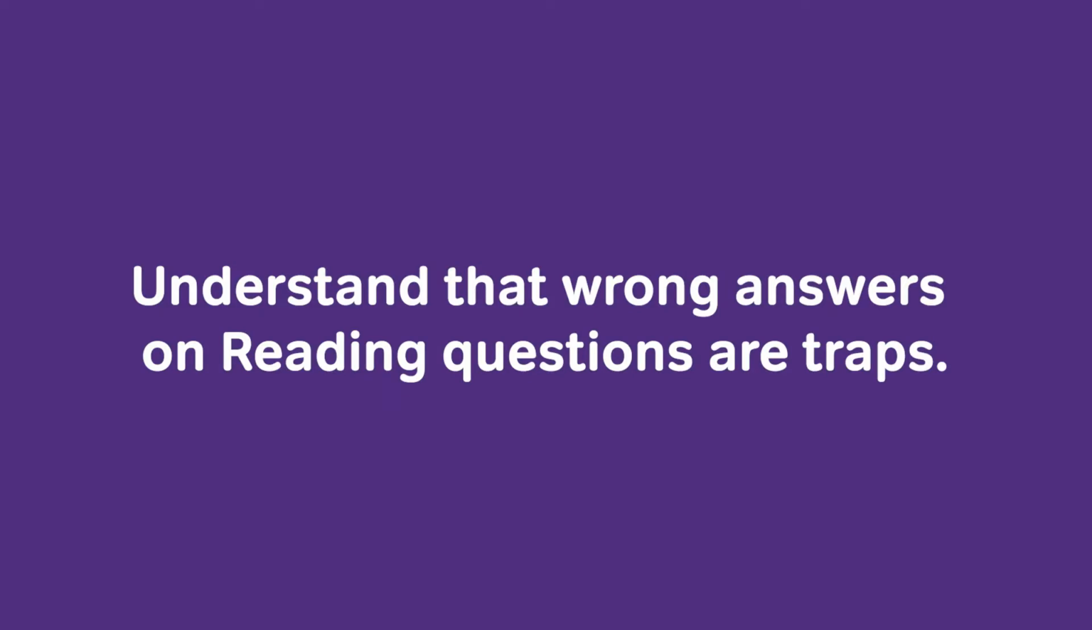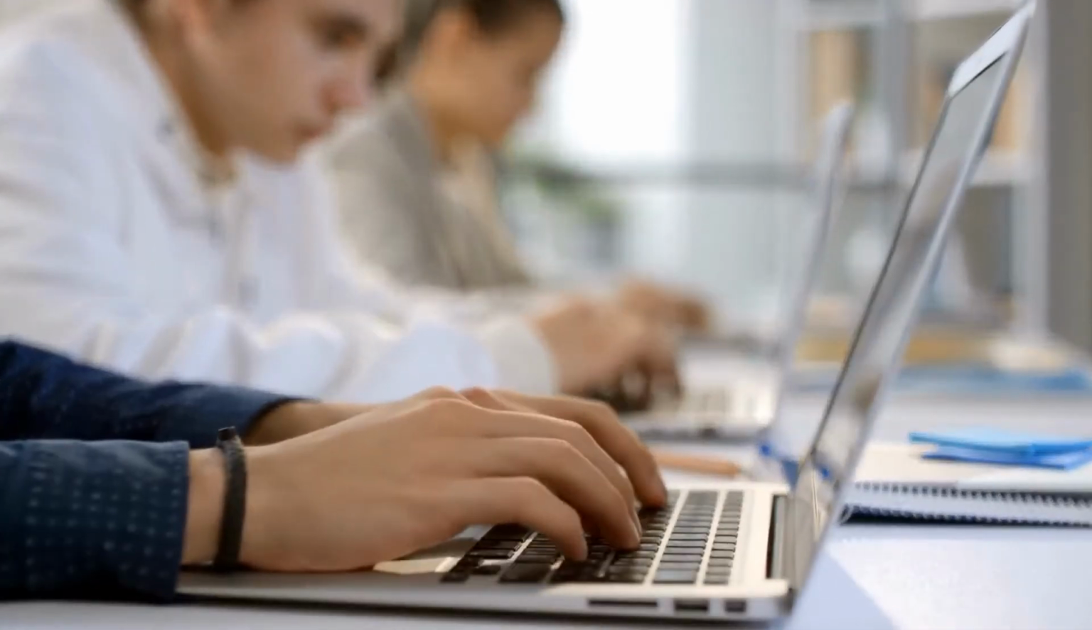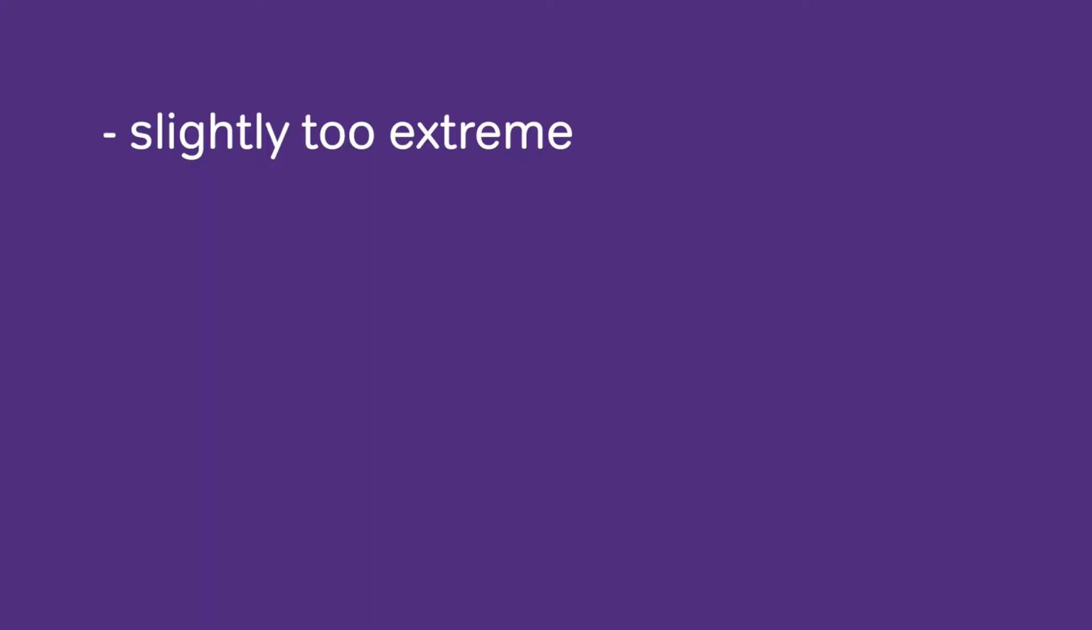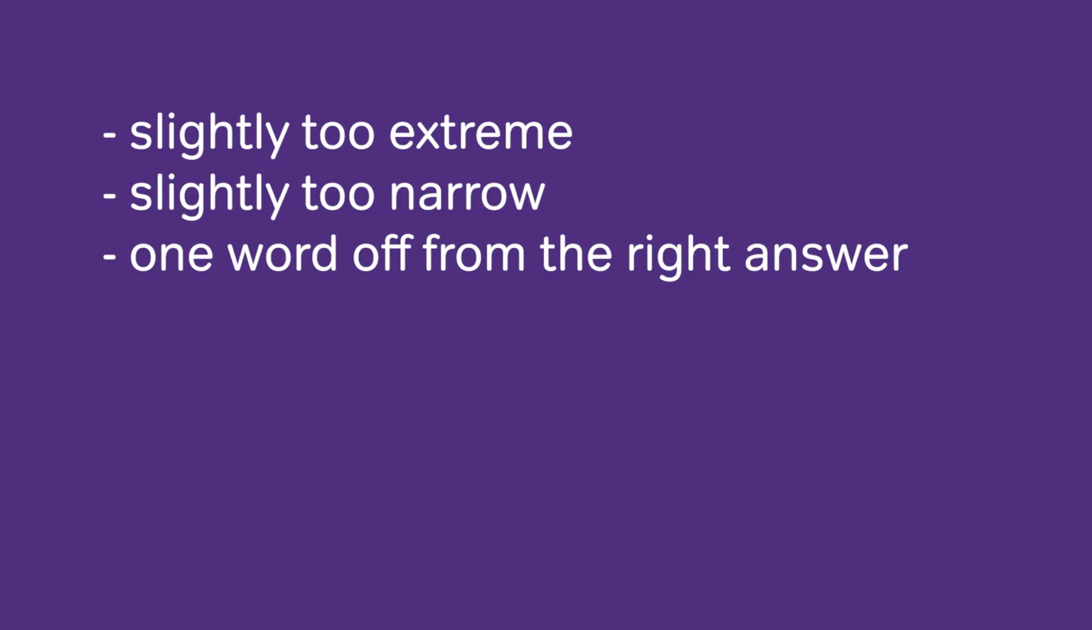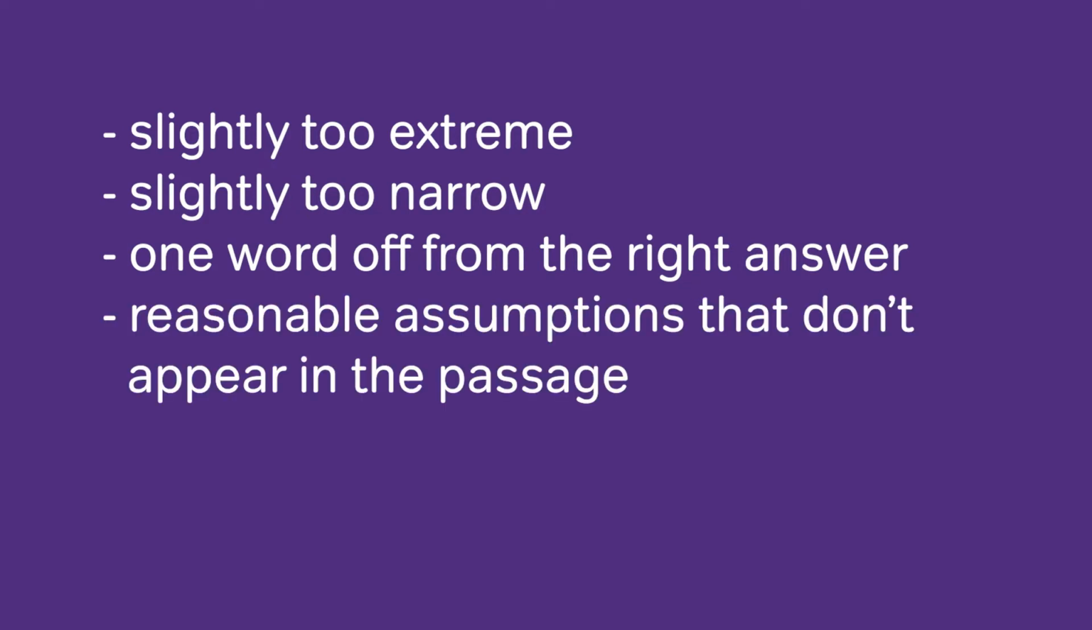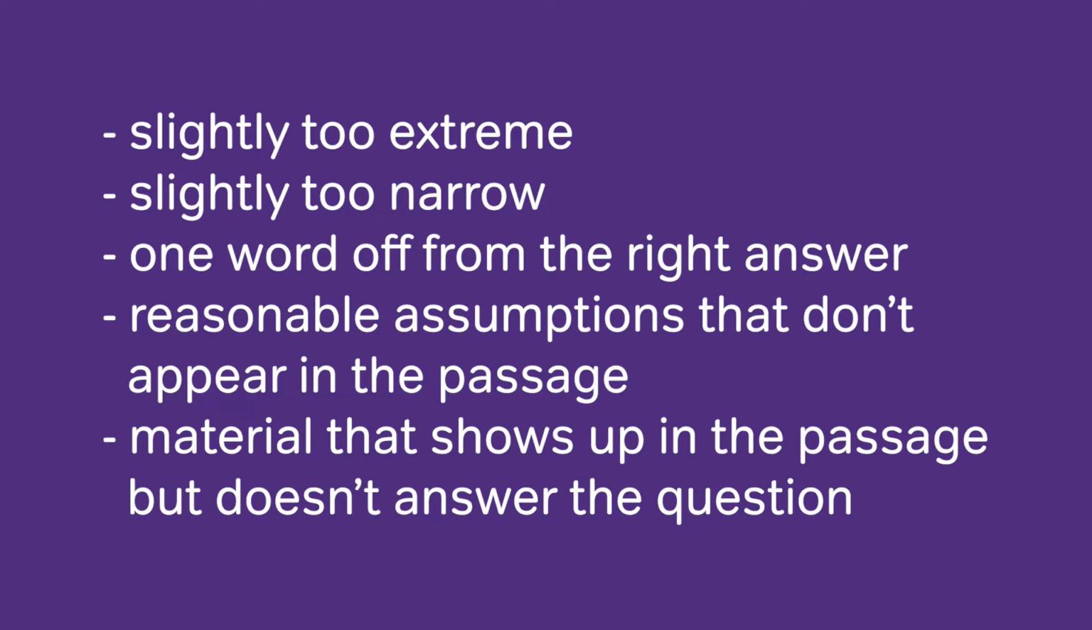1. Understand that wrong answers on reading questions are traps. These are meant to be convincing: slightly too extreme, slightly too narrow, one word off from the right answer, reasonable assumptions that don't appear in the passage, or material that shows up in the passage but doesn't answer the question.